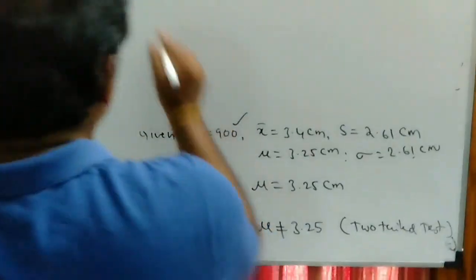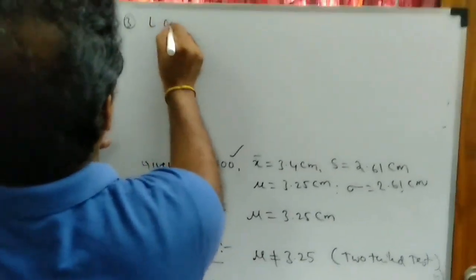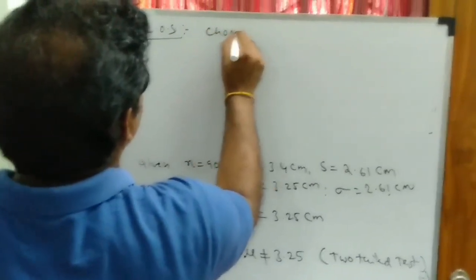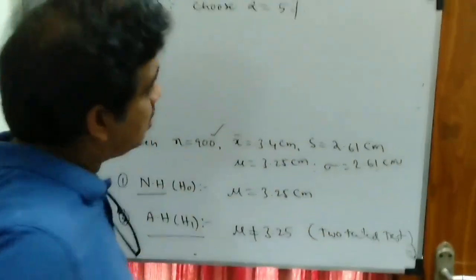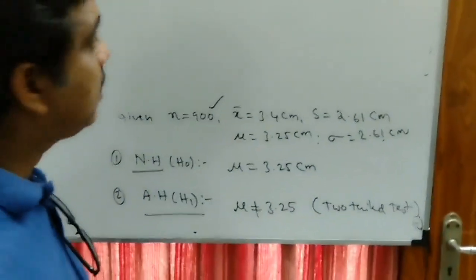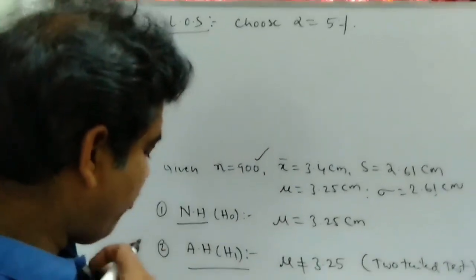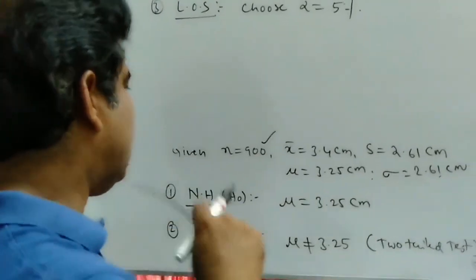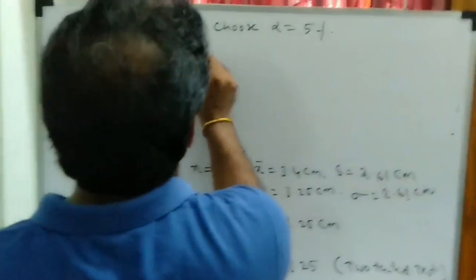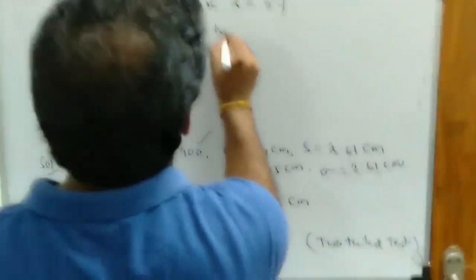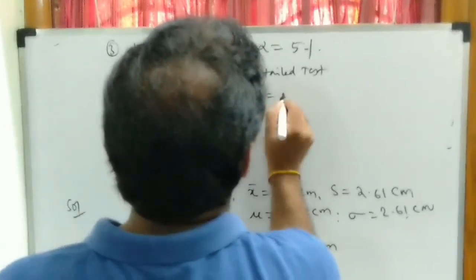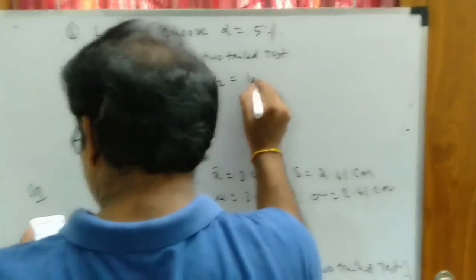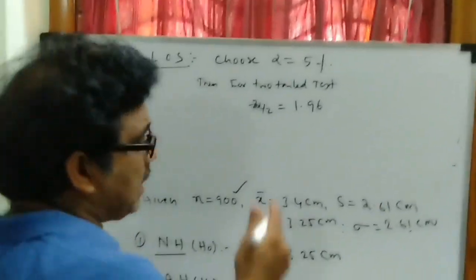Then choose the level of significance. Choose alpha equal to 5%, because in the problem we asked for 95% confidence limits. So I am going for alpha value 5%. For 5%, for a two-tailed test, z alpha by 2 is equal to 1.96. This is the tabular value.